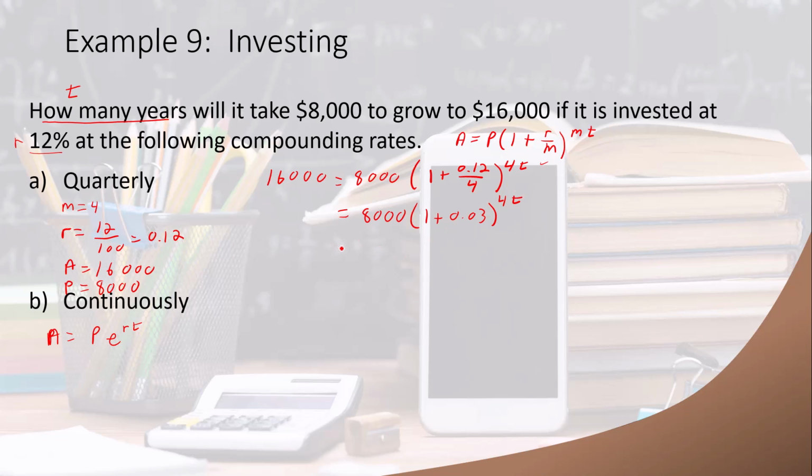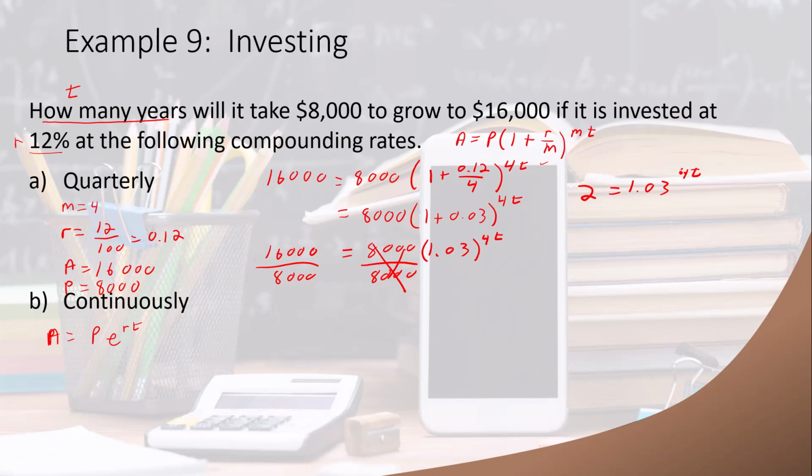We can take that one step further and say that we have 16,000 is equal to 8,000 times 1.03 raised to the 4t power. We can now divide both sides by 8,000. And if we do, these will cancel. This becomes equal to 2, and we will have that 2 is equal to 1.03 raised to the 4t power.